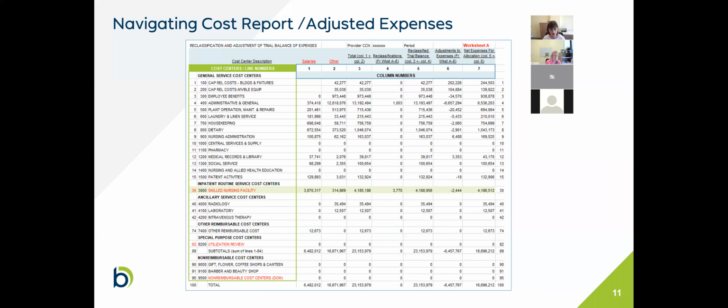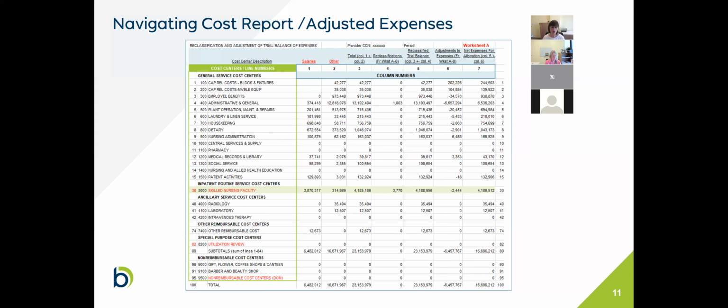The next section of the cost centers is inpatient routine services. And normally that is just line 30, your skilled nursing facility. Some facilities may have residential care facility like medical model. I don't believe any one of you have those services.